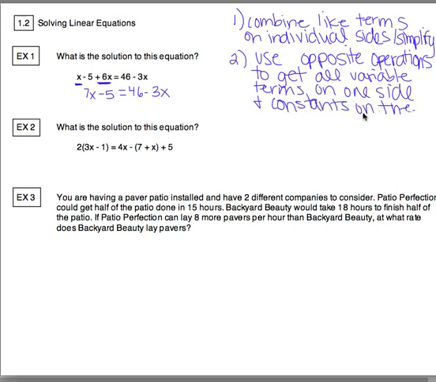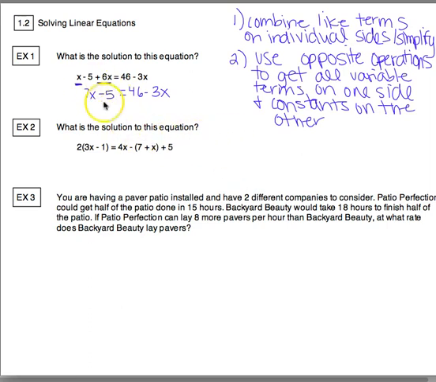Now, this is totally where your work or your choice of solving this might look a little bit different than mine or a friend's, and that's okay. Some people prefer for their variable to always be on the left side. Some people prefer for their variable term to always be positive. In this case, it really doesn't matter. You should get the same final answer regardless.